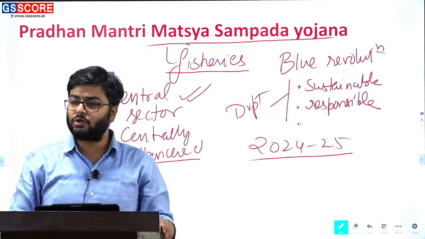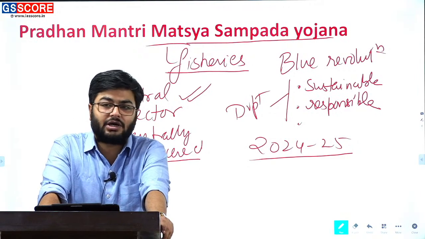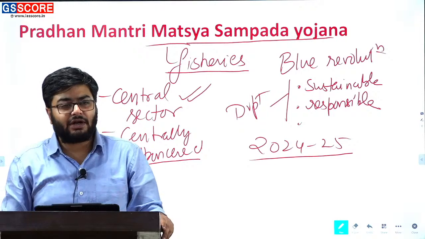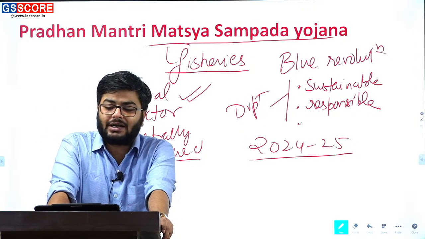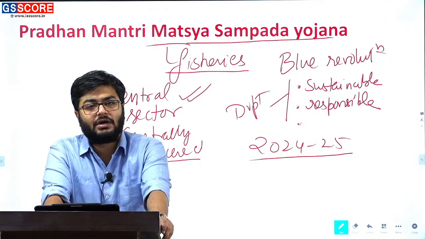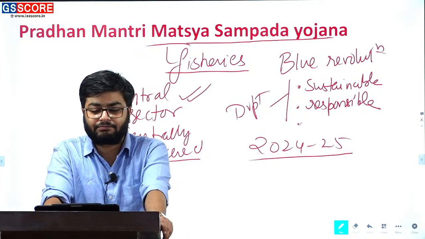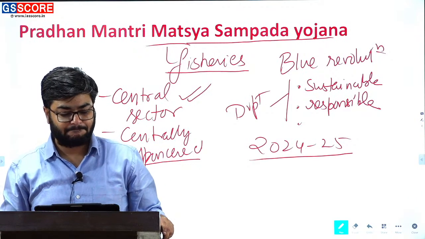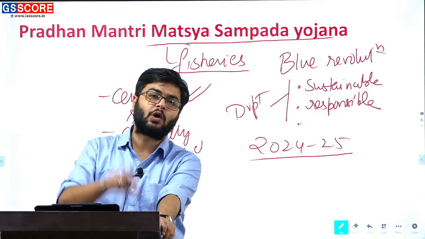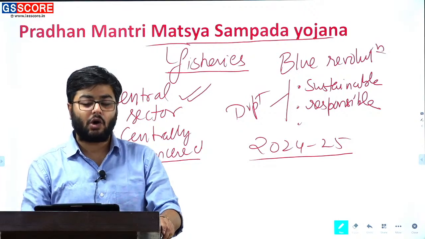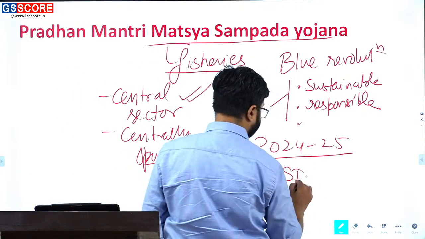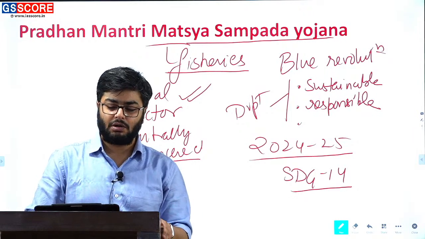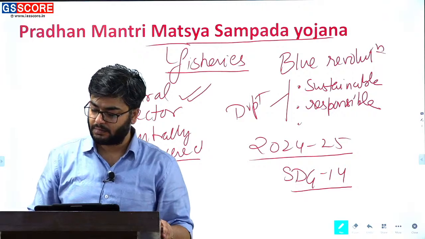So don't confuse it with the Ministry of Agriculture. It is not only for marine fishing. While individual fishermen can take advantage, it is looking at more collective units like cooperatives, startups, fisheries, farmer producer organizations. It is a mix of central sector and centrally sponsored. It aligns with the Blue Economy vision of 2047. It also supports SDG 14, that is life below water.